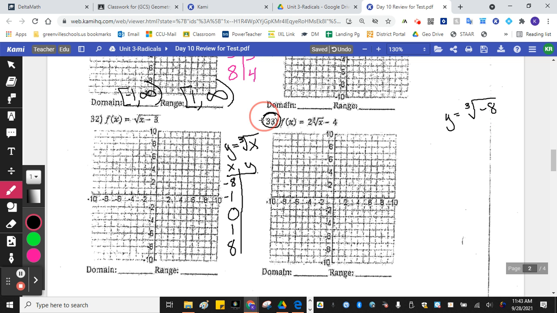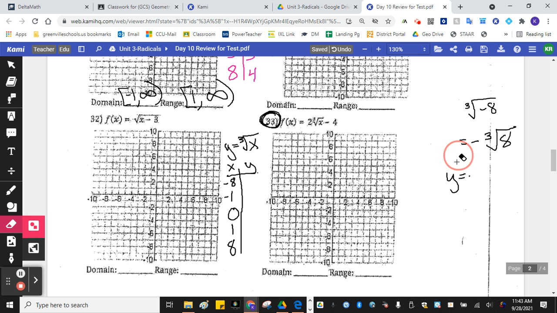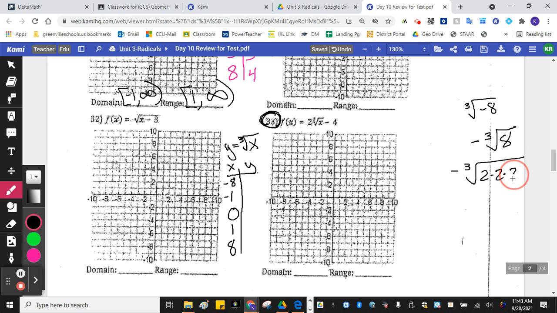we're doing 33 is negative 2 because negative comes out of a cube root. Might be confusing with y right there. We don't need the y. And then 8 is 2 times 2 times 2. So negative 2. Hopefully you just memorized those though.